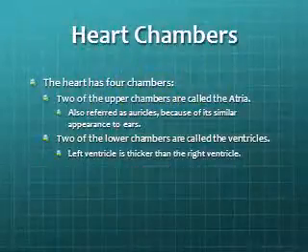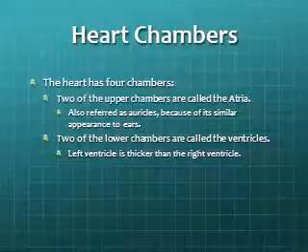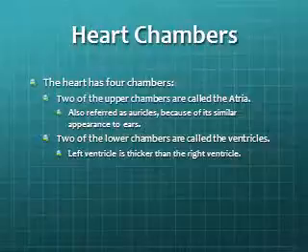The heart has four chambers. The two upper chambers are called the atria, which are referred to as the auricles because of their similar appearance to an ear. The two lower chambers are called the ventricles. The left ventricle is thicker than the right ventricle.